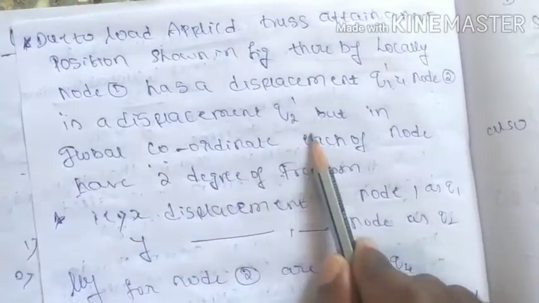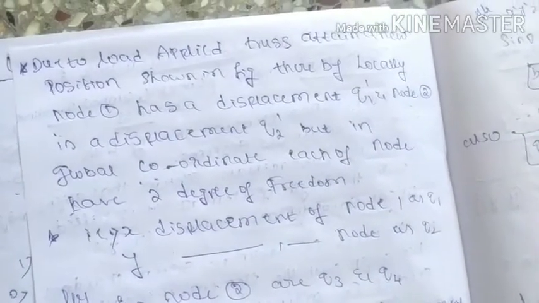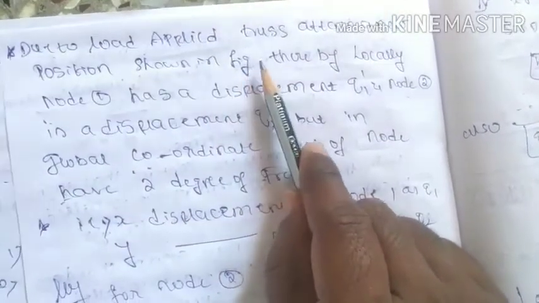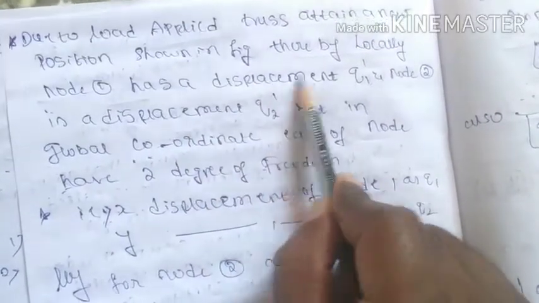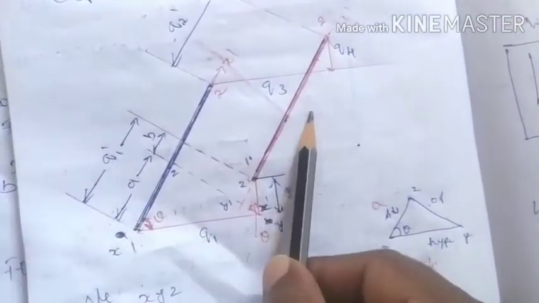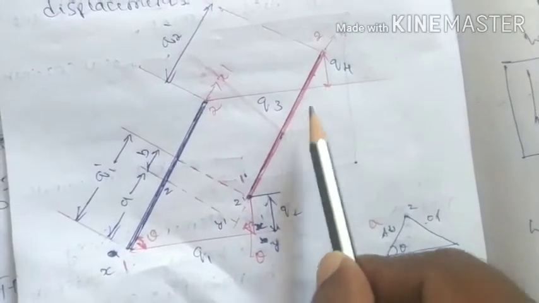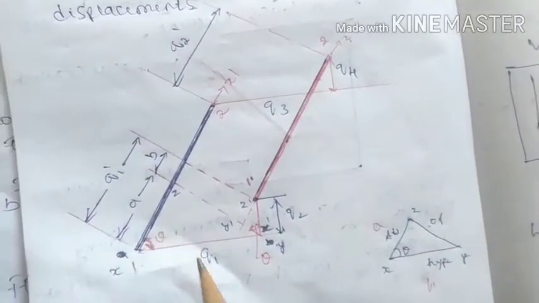But in global coordinates each of the nodes has 2 degrees of freedom. What is that? Let me see. Due to the load applied, the truss attains a new position as shown in the figure, thereby locally node 1 has a displacement q1 dash and node 2 has a displacement q2 dash. You can see this is the initial position of the bar. When you apply the load, due to that load it moved to the next position. So this red color you can see is the next position of the bar after applying the load.